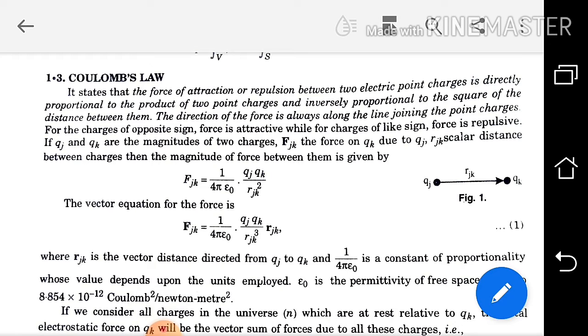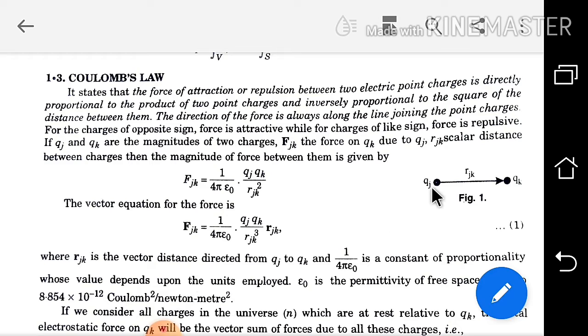It states that the force of attraction or repulsion between two electric point charges is directly proportional to the product of the two point charges and inversely proportional to the square of the distance between them. The direction of the force is always along the line joining the point charges.